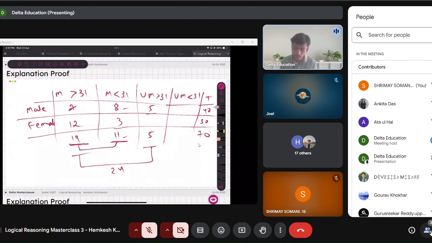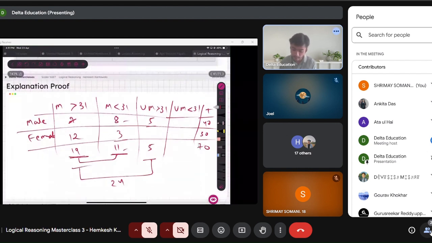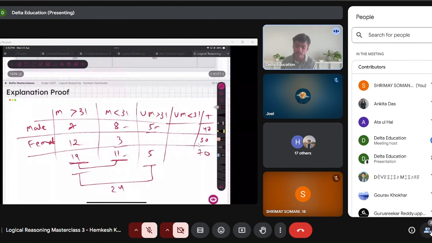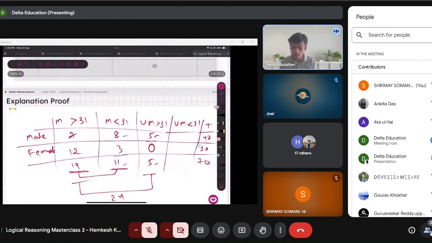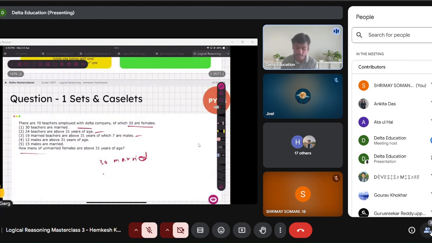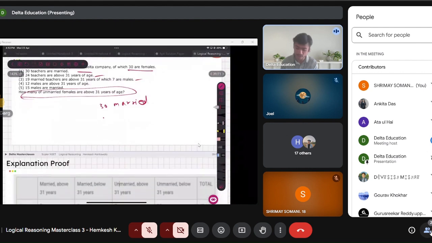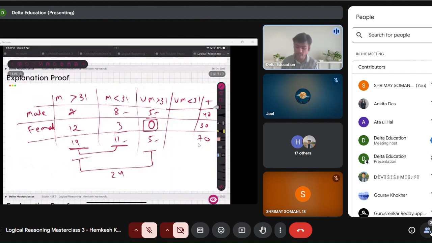Okay. Now this is 5, this is 5, so 0, correct? I think so. This was the thing that was asked in the question. What is asked in the question? How many unmarried females are above 31 years of age? Unmarried females above 31, 0. We got the correct answer.